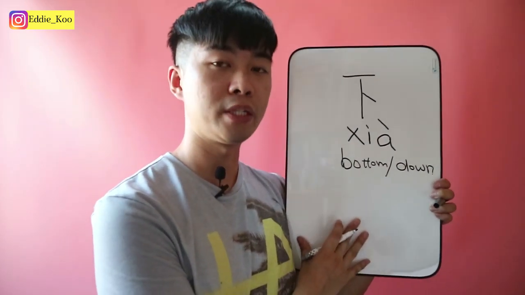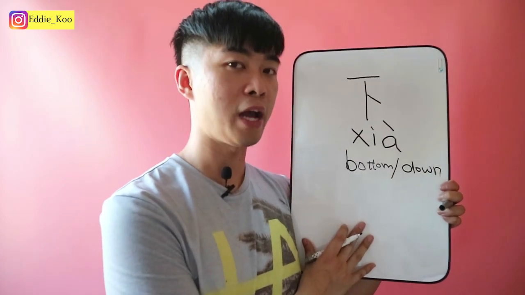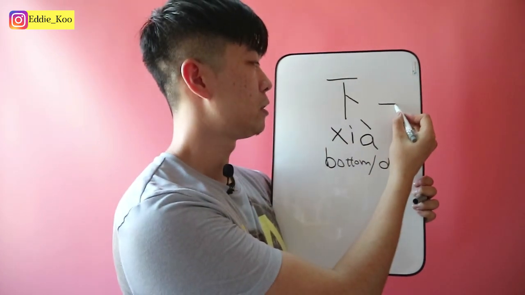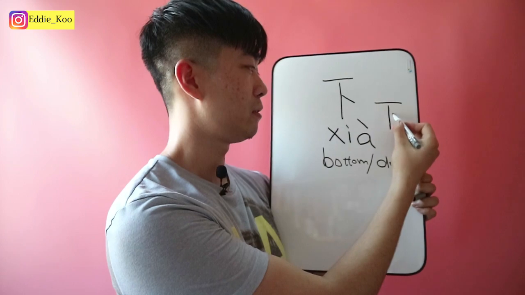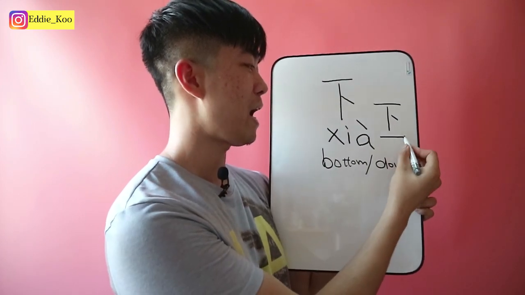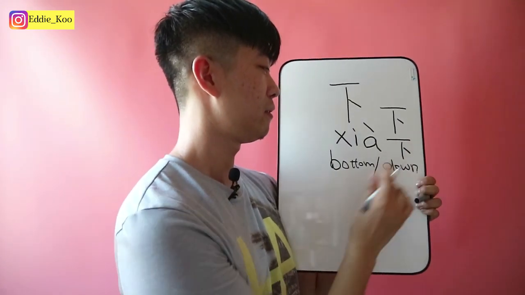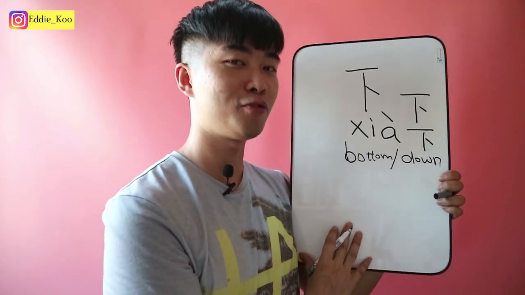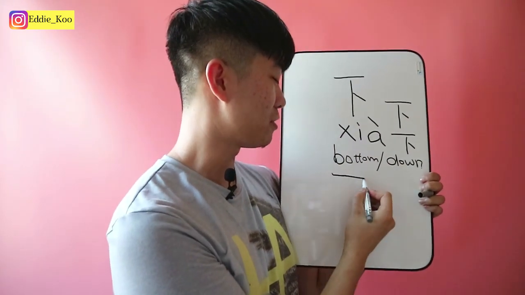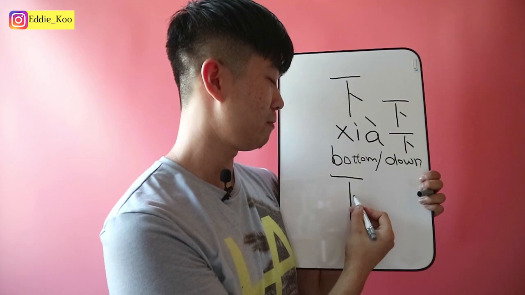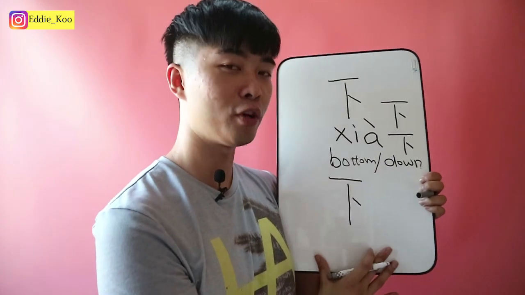Let's try to break down the strokes. Please write after me. 下. Okay, and let's say the stroke names. Horizontal, vertical, falling. Very short falling.